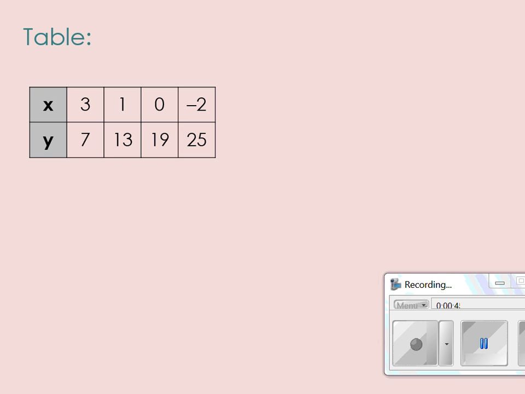Let's go to the table section. You already have this table written, and for us to determine if it is a linear function, we're going to have to find the constant rate of change. So as you learned, we have to find the difference of the x's and the y's. So go ahead and do that on your paper.